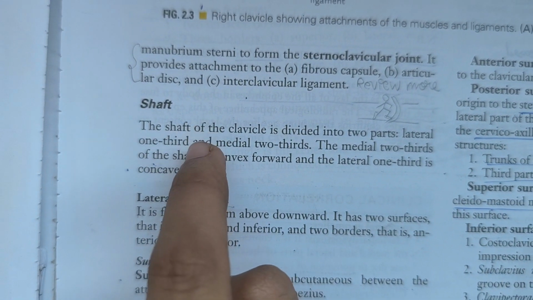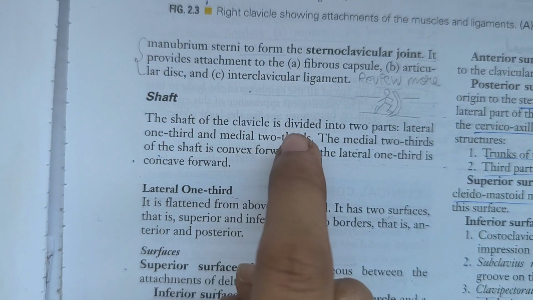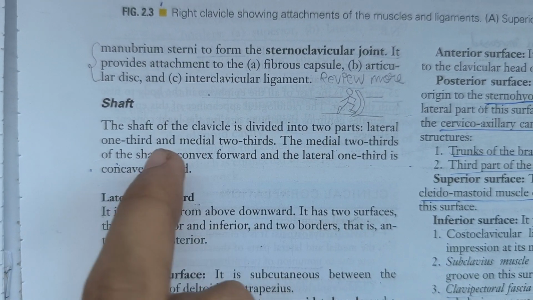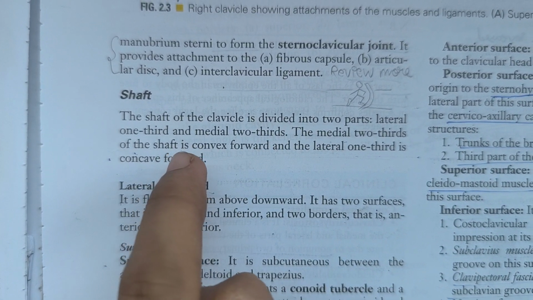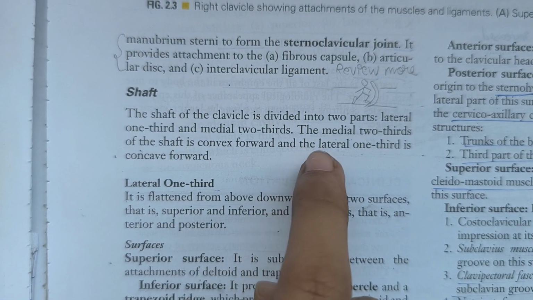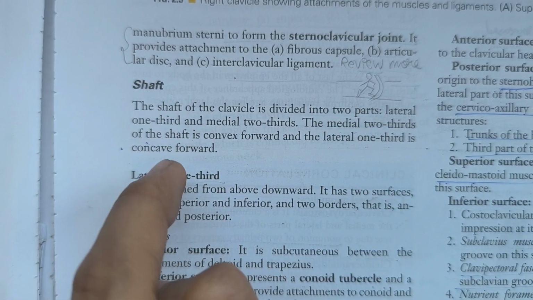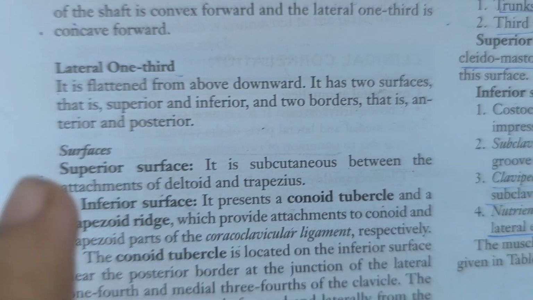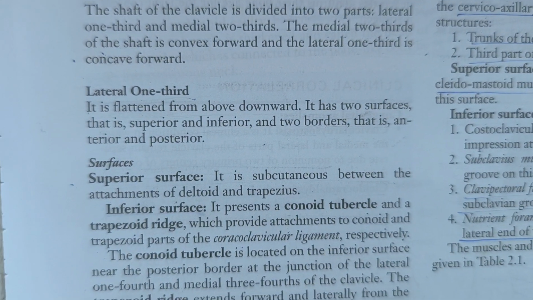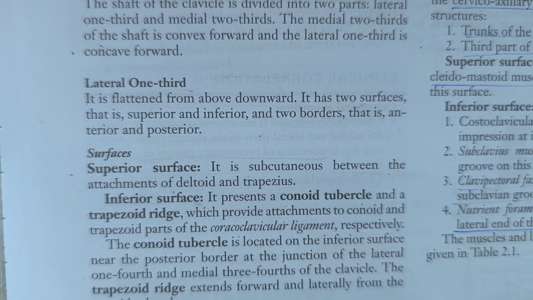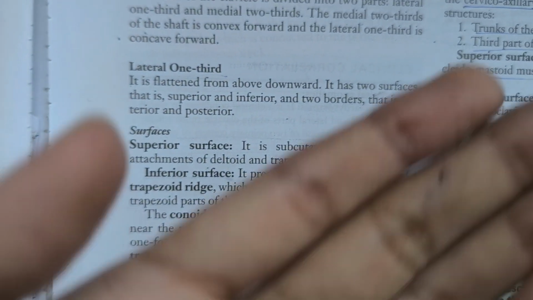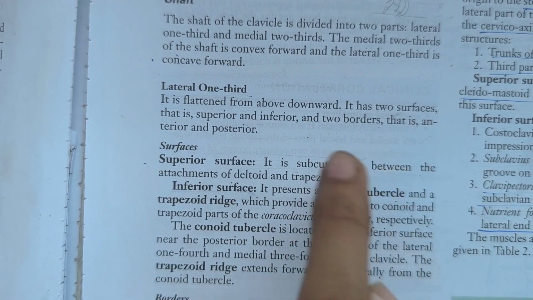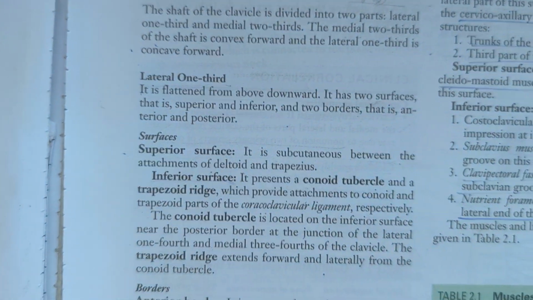Now shaft. The shaft of the clavicle is divided into two parts, lateral one-third and medial two-third. The medial two-third of the shaft is convex forward and lateral one-third is concave forward. Lateral one-third is flattened from above downward and it has two surfaces, that is superior surface and inferior surface, and two borders, that is anterior border and posterior border.